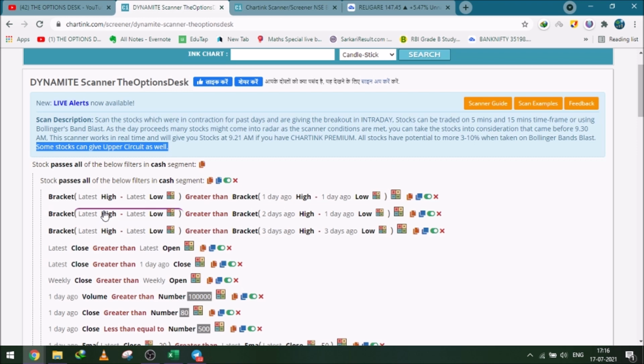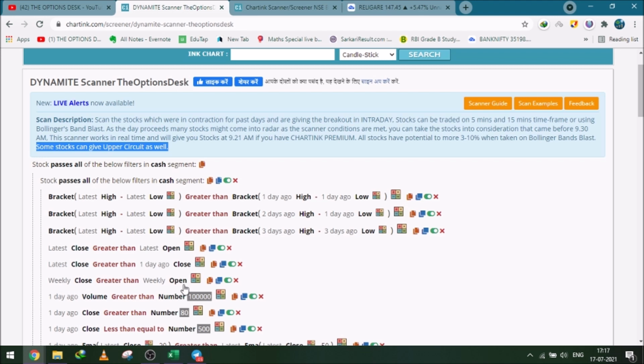The code of the scanner, the backtest: firstly, the highs and lows are greater than the previous days' highs and lows, and the closing price. These first 3 lines show that the stock is high compared to the past 3 days. And the latest close is greater than the latest open, obviously, and the latest close is greater than the 1 day close. Many times the stock gives spikes a day before and the closing happens at a lower level, so we are taking the closing here. The latest close is greater than the 1 day close.